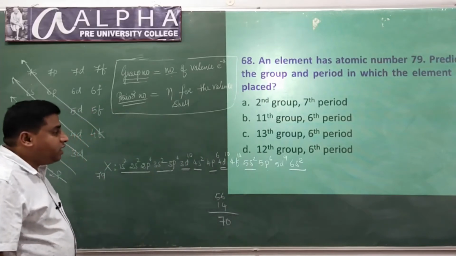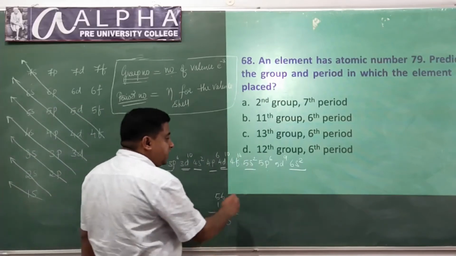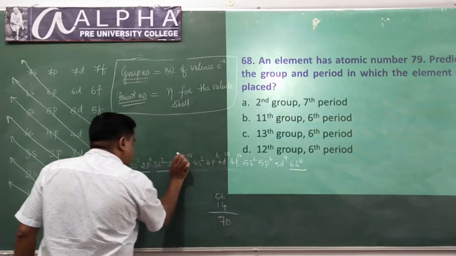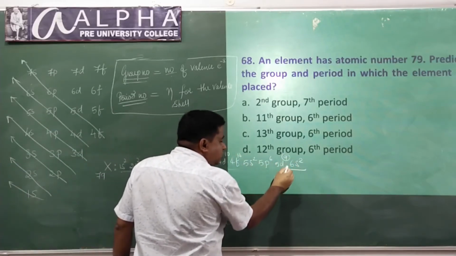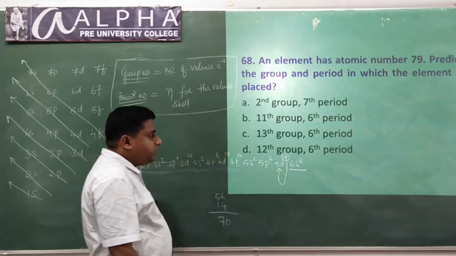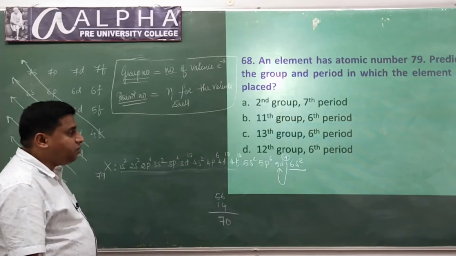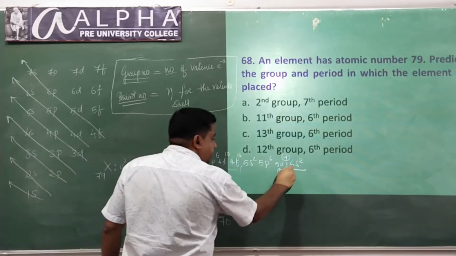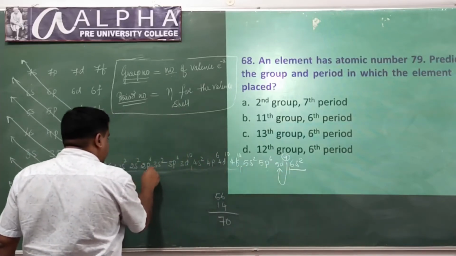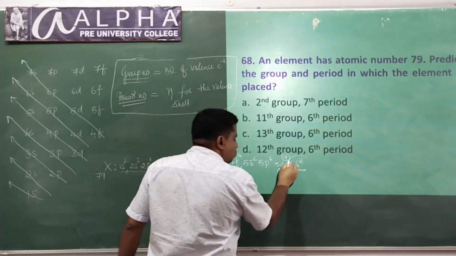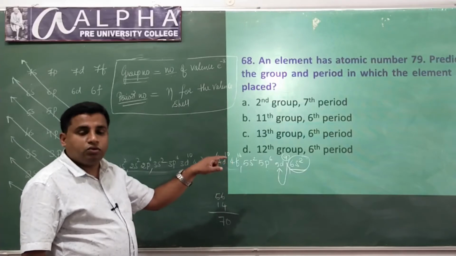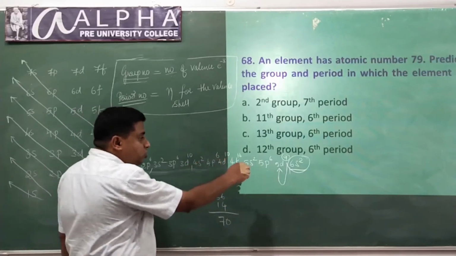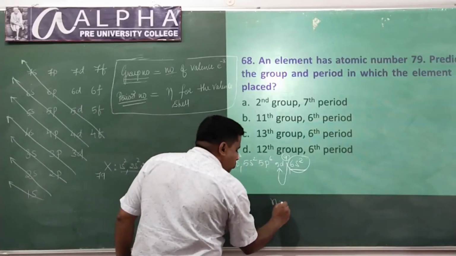Okay, that's correct. Now look at the valency shell configuration. You should observe the valence configuration. The last electron is going to a d orbital. But observe the valence configuration. What is the valence configuration? It is 6s2. So what is the value of n for this orbital?